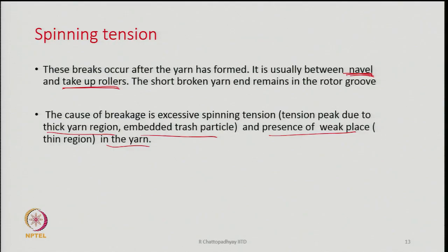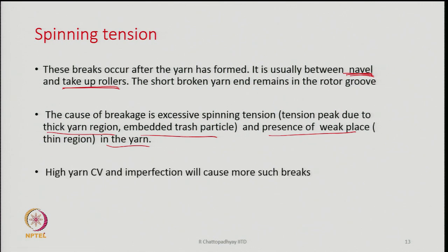Suddenly mass may increase, and due to that the peak may come. The other thing is the weak places, especially thin regions in the yarn. In that case also the spinning tension will be overcoming the strength of the yarn in the zone between navel and take-up roller, and the yarn will break. High CV and imperfection will cause more such breaks, because high CV and imperfection basically means more weak places in the yarn, and therefore we can expect more breakages.